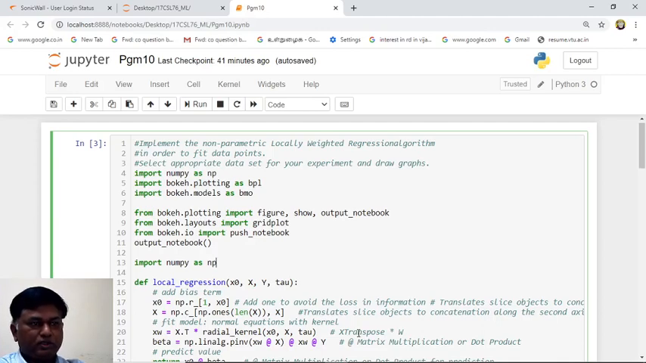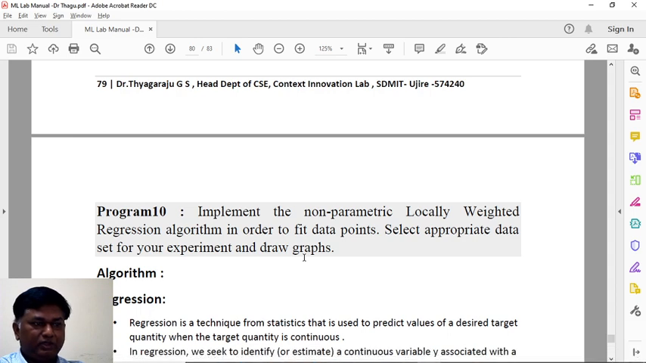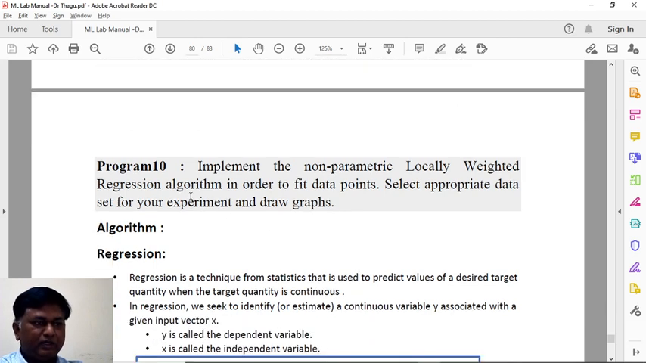Hello students, in this video we are going to see the 10th experiment, that is the locally weighted regression algorithm, and we will discuss the algorithm from the lab manual. I have shared the lab manual link in the description, you can refer to the link. Now let us go to program number 10.